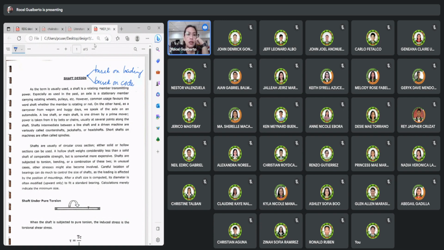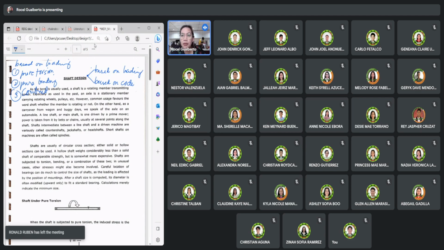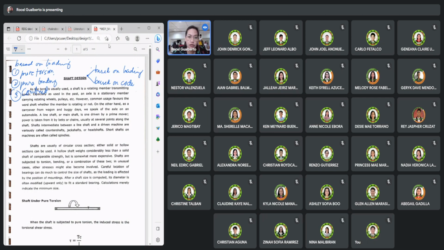So based on the loading, so ito muna po yung ating kukunin. So based on loading, we have the first one. We say torsion, pure torsion. The shaft is under pure torsion. Second one, we have pure bending. And the third one would be combined. Meaning you combine the two. There is torsion, there is bending also. So, if you are to compare the two, it would be easier to design the shaft based on the code, kasi nga, meron na talaga siya na procedure na i-follow mo lang for you to come up with the dimensions of the shaft.